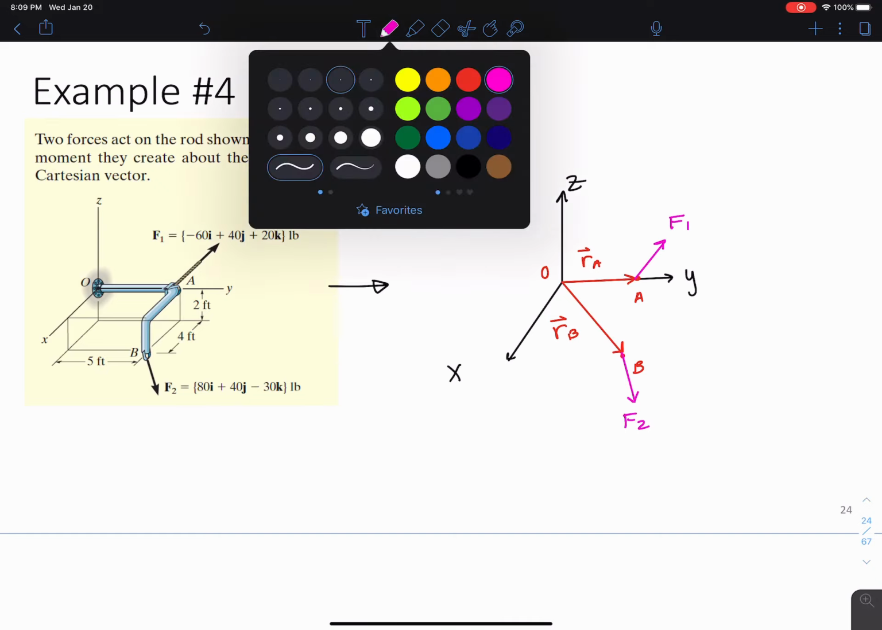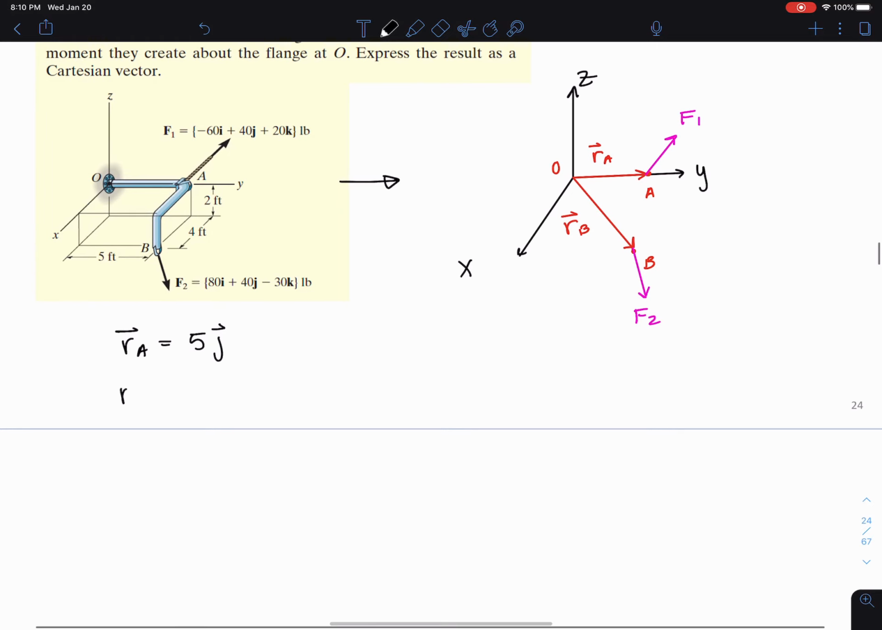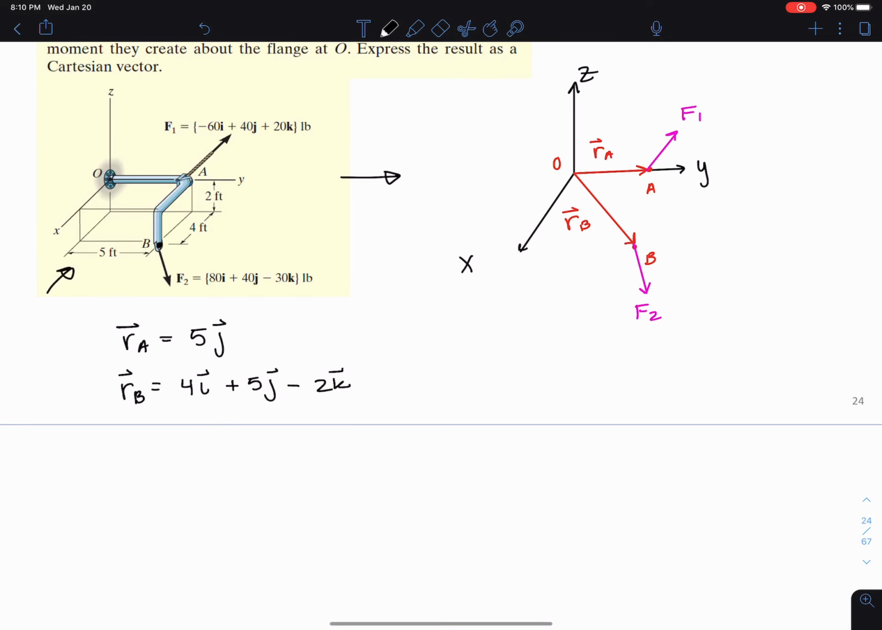Now if I want to specify the RA vector, as you can see, it's purely in the y direction, so I'm just going to travel 5 in the j direction to get to point A, and that's pretty much it. For B, I'm going to travel 4 in the x direction, a positive 5 in the j direction, and then a negative 2 in the k direction to get to point B. I got all of that from the diagram up here.